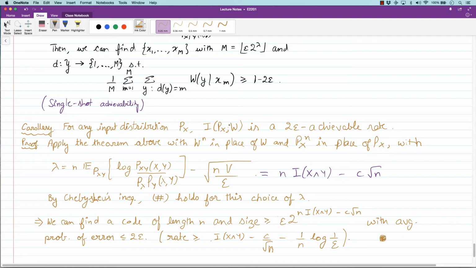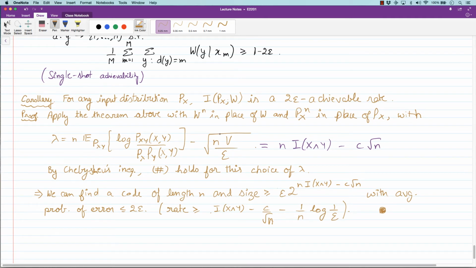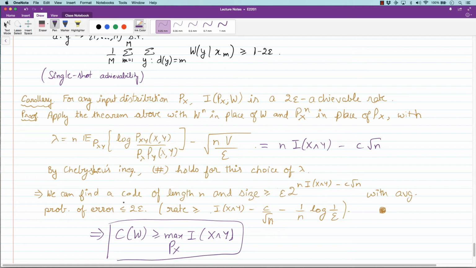So this is very good. So we had a single shot result and it gives you the scheme. So if this is true, this corollary implies that channel capacity must exceed I(X;Y) for any input distribution px, and therefore it exceeds the max over px of this. So we have shown this part. Okay, so that's the corollary.